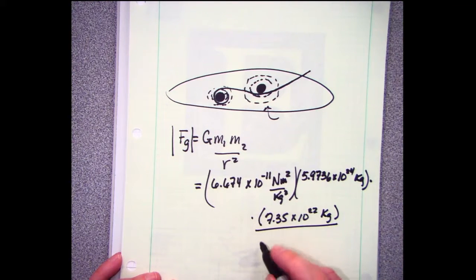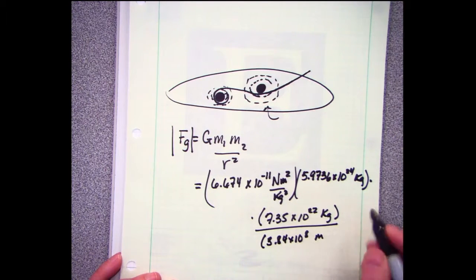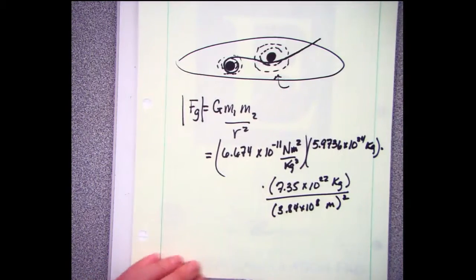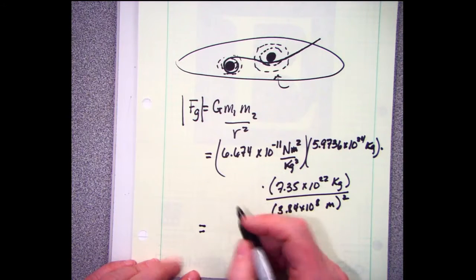If I plug that into the calculator, and if I've done everything correctly, I get 1.99 times 10 to the 20th newtons. Because meters squared cancel, kilograms squared cancel, I'm left with newtons.